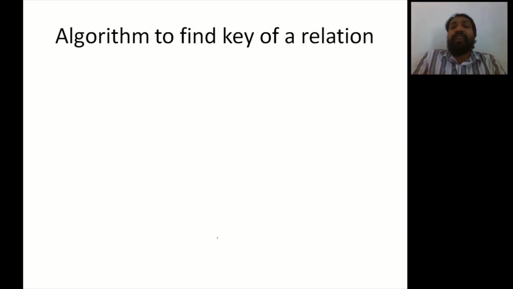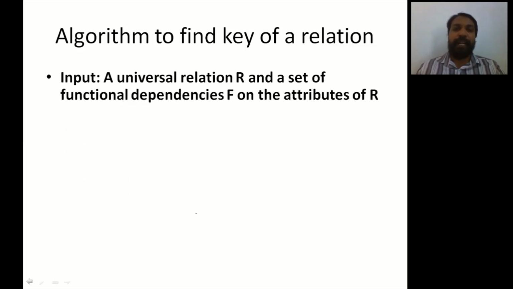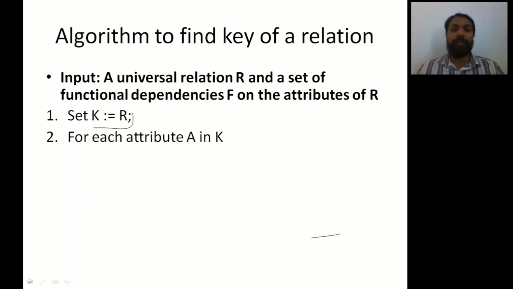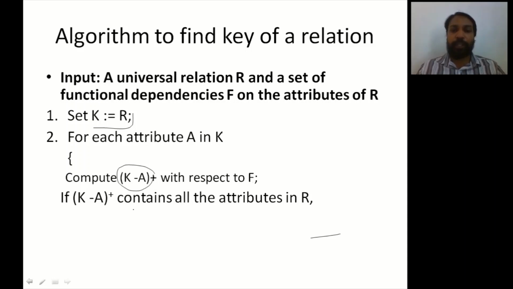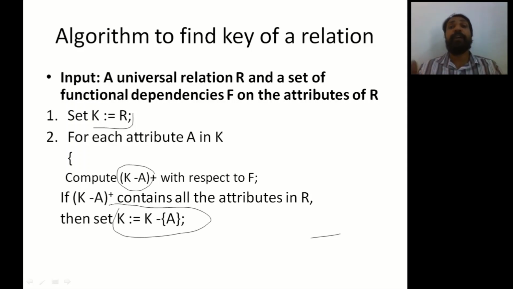Then there is another simple algorithm to find the key of a relation, how to find the key of a particular table. We have a relation R and a set of functional dependencies F on the attributes of R. This is the input. We set the key K as R. All the attributes will be the key of that relation. That is the initial step. Then for each attribute A in K, we remove it and compute the closure of K minus A with respect to F. If the closure of K minus A contains all the attributes in R, then we set the key to K minus A. Now the key is the set of attributes with A removed.